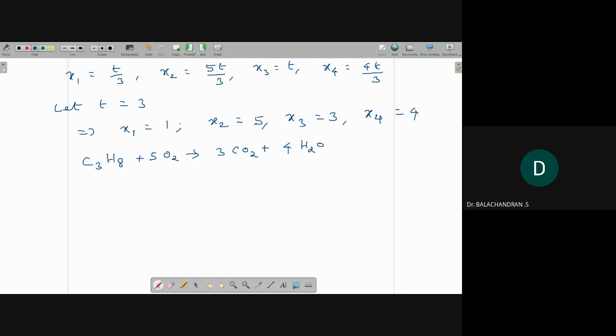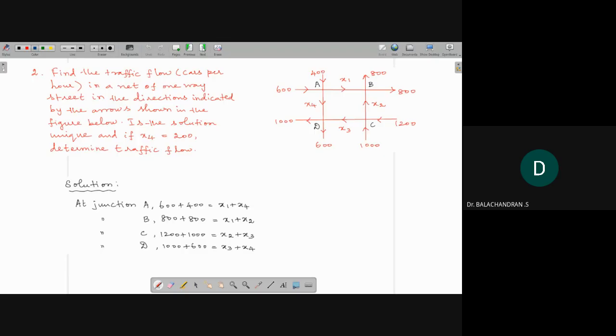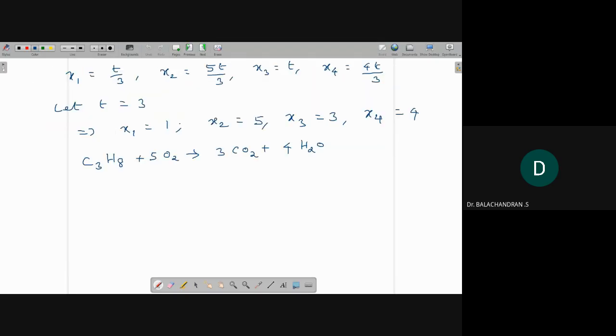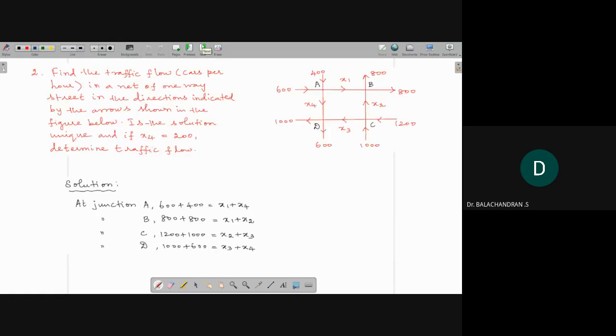Okay, so the next topic is traffic flow. I'll stop here and then go to the next topic, traffic flow.